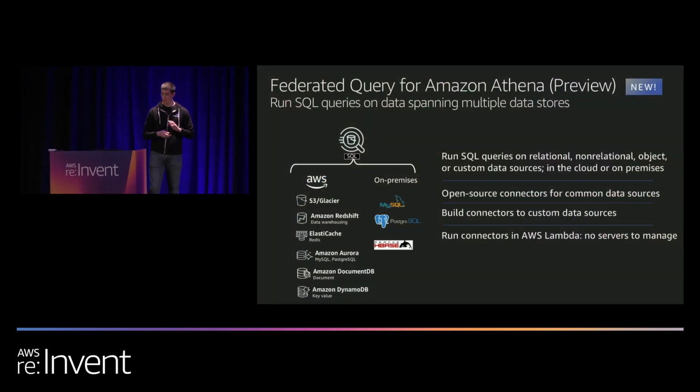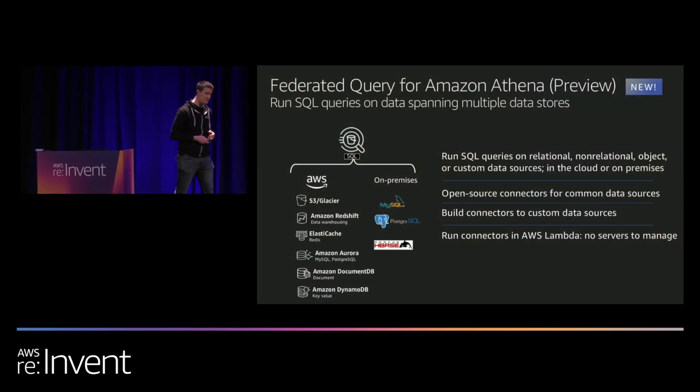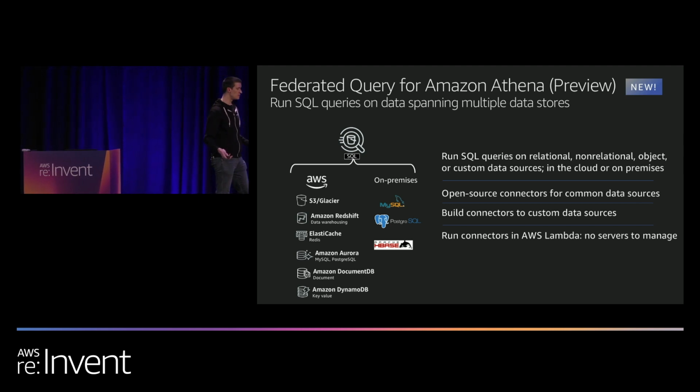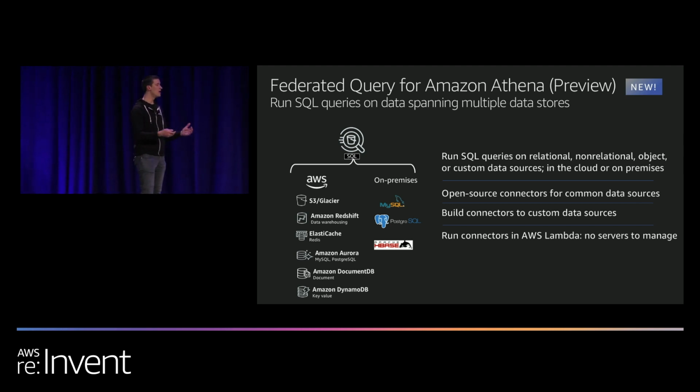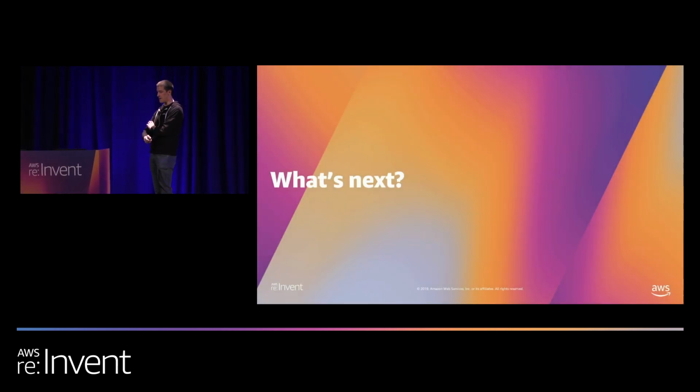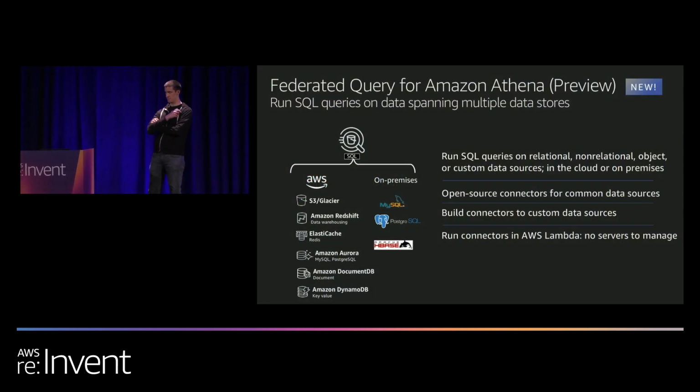All right, so federated query for Amazon Athena is in preview. It's available today. There's a nice blog out there. There's some really great documentation and code out on GitHub. Again, this is all open source. And looking forward to getting folks' feedback here while this is in preview.